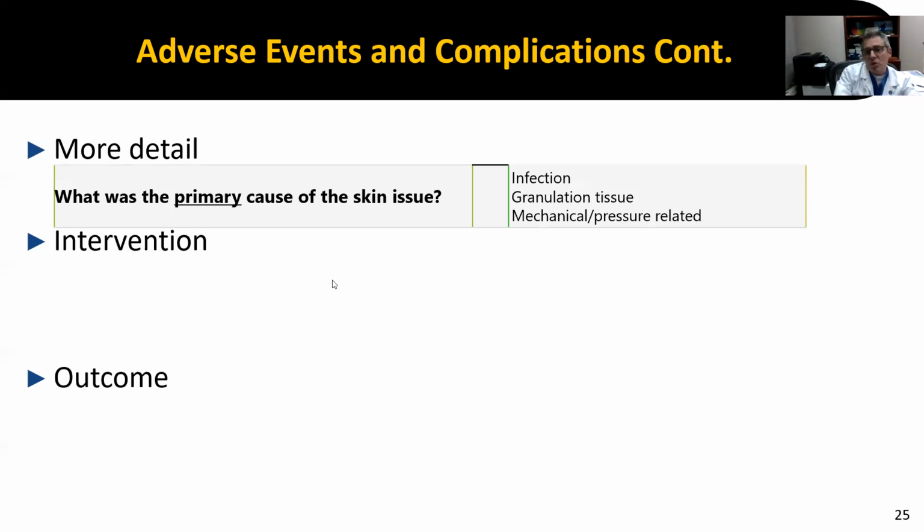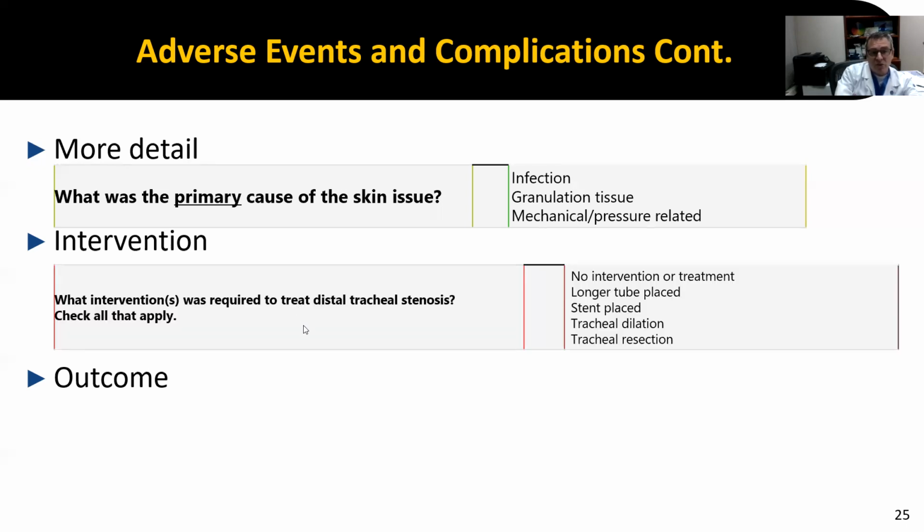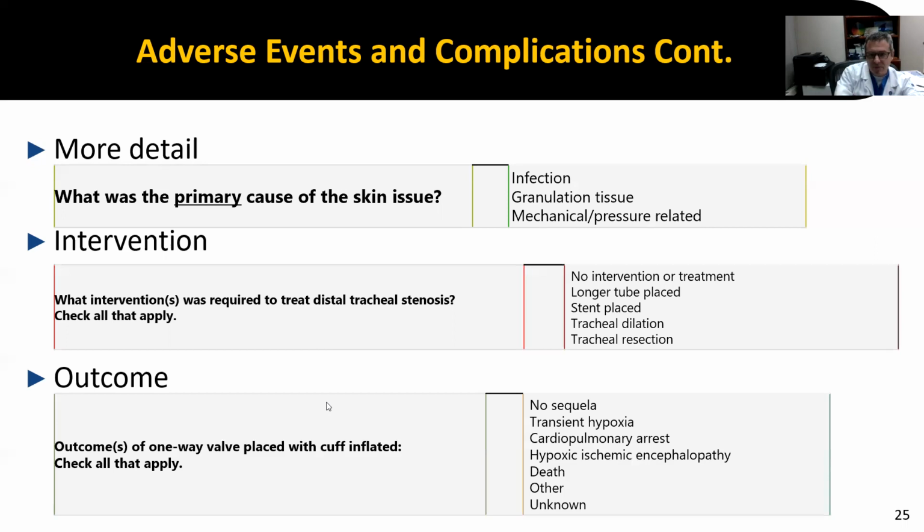So for instance, what was the primary cause of the skin issue? Infection, granulation tissue, mechanical. And then intervention, what intervention was required to treat tracheostenosis? A longer tube, a stent, tracheal dilation or tracheoresection. And then outcome, no sequela, outcome of one-way valve placed with cuff inflated. And then we have no sequela, transient hypoxia, cardiopulmonary arrest. So we tried to make these the same for every question so that it was, again, more uniform and our data would be better.